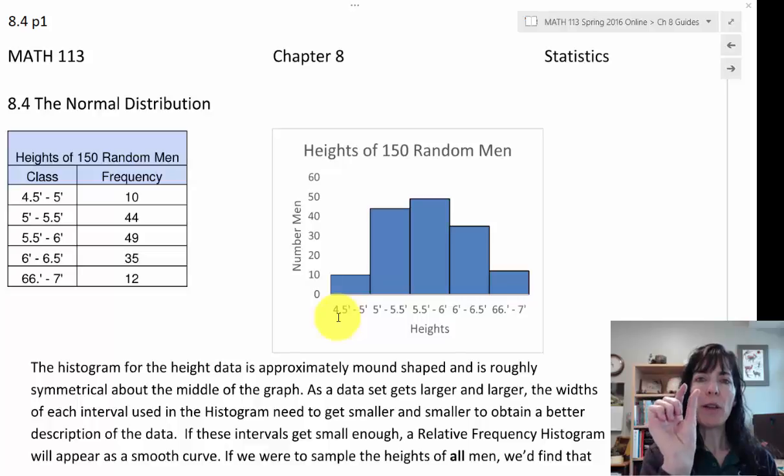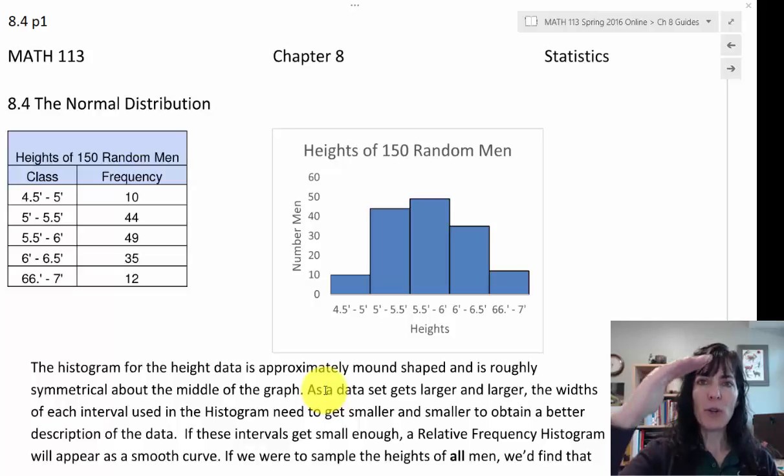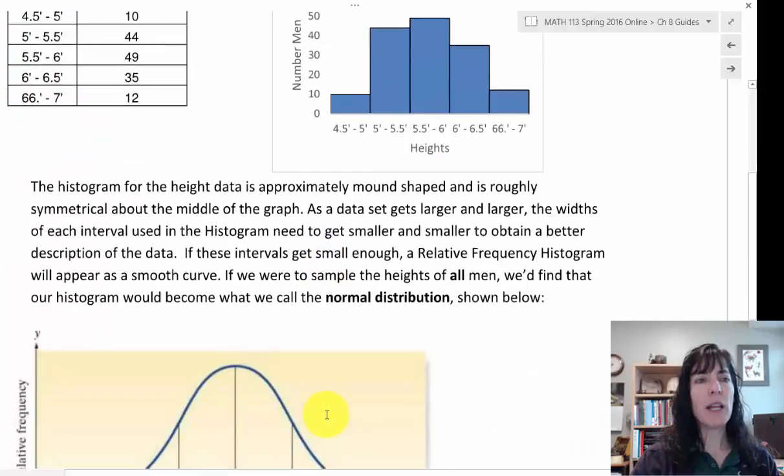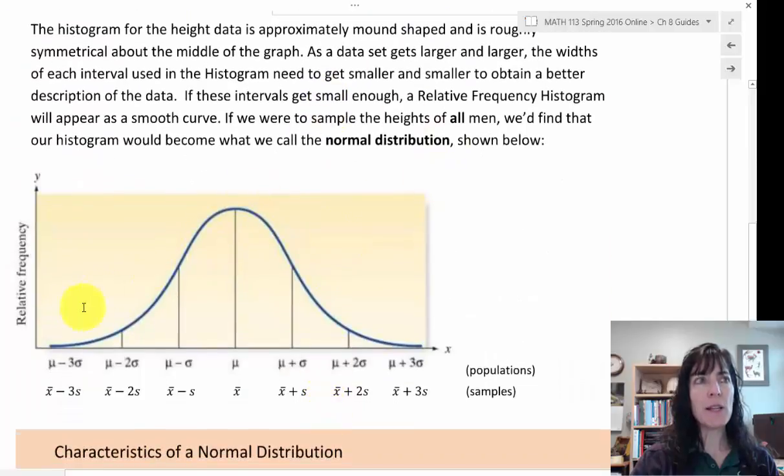Every time you shrink the classes, you have more and more classes on there, and the bars end up getting closer and closer together. They're a little bit chunky, but the bigger your data set gets, the closer you get to a nice smooth mound, because you have tons of little divisions for each of the classes, but they're so close together that your eye just sees a nice smooth curve. So this we call a normal distribution.